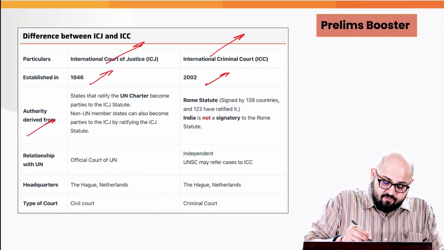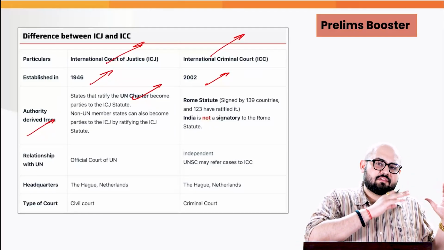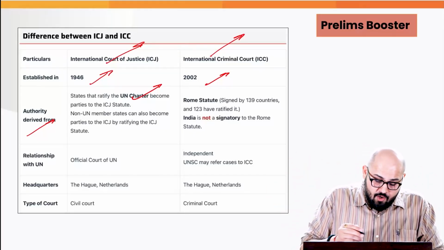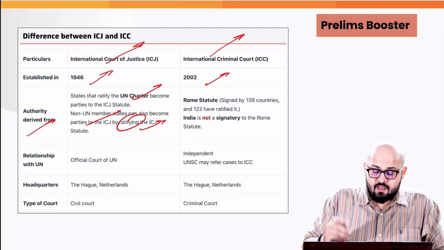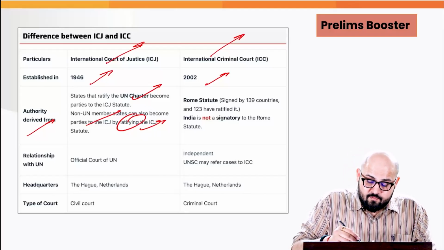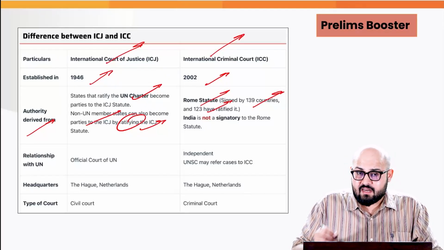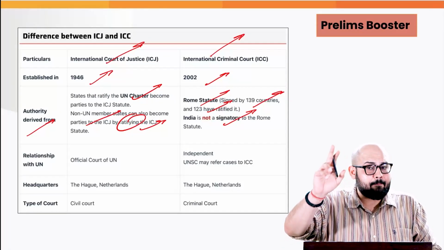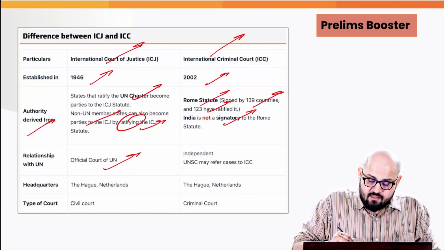Now, authority is primarily derived from the UN Charter, and those states who are party to the UN Charter automatically become party to the ICJ. Non-UN member states can also become parties to the ICJ by ratifying the ICJ statute. What is the basis of the formation of the ICC, the International Criminal Court? We had the Rome Statute signed by 139 countries and 123 have ratified it. India is not a signatory to the Rome Statute and therefore it is not a party to the ICC. Relationship with the UN: the ICC is independent.